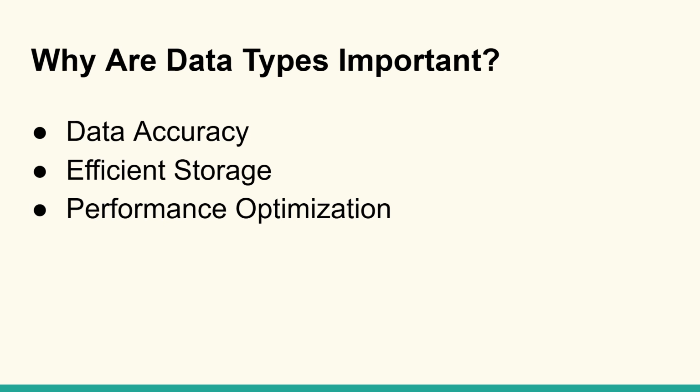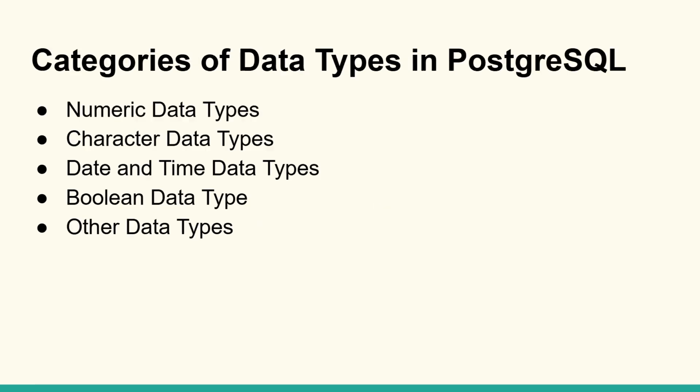So the question arises, why are data types important? Data types define the kind of data that a column in a table can hold, like numbers, text or dates. They are essential for preventing invalid data entry, and using appropriate data types we can save space as well. And it will improve query execution time by aligning data types with the use case that we have.